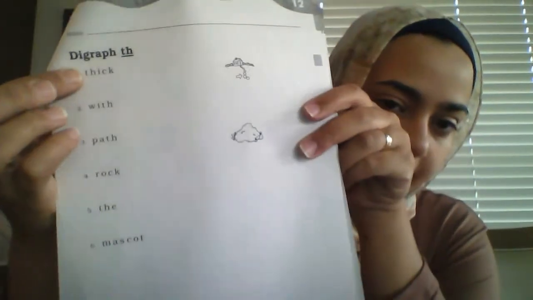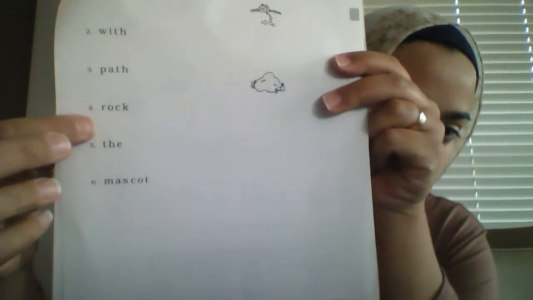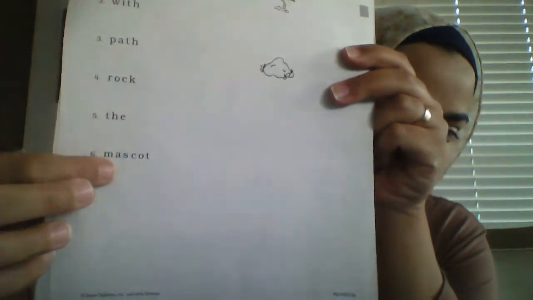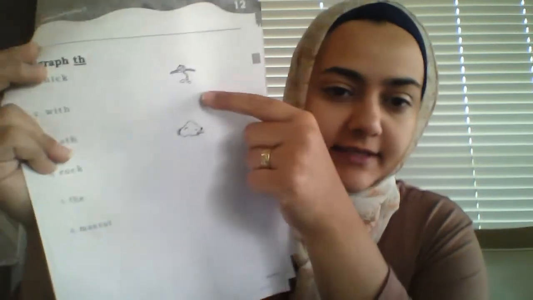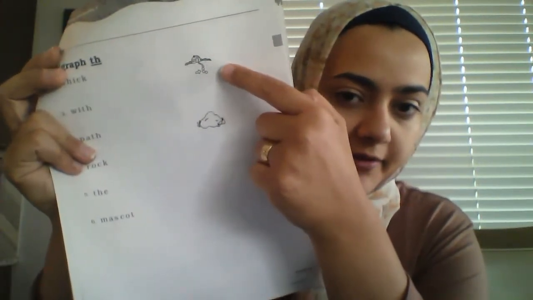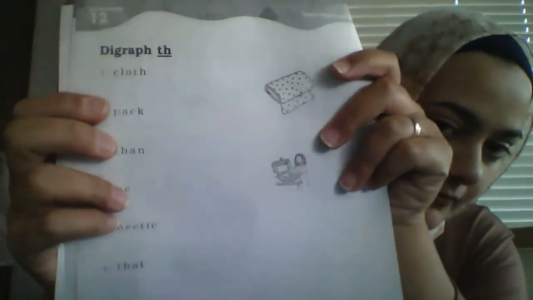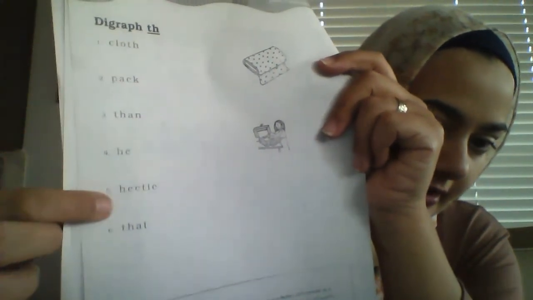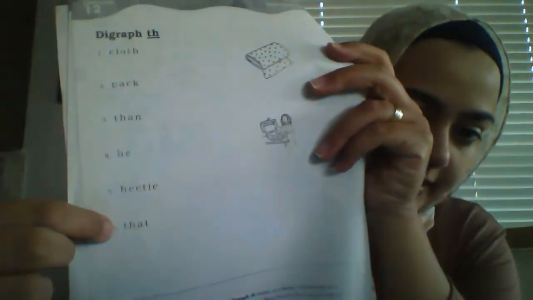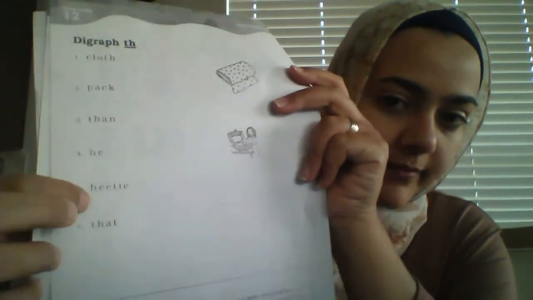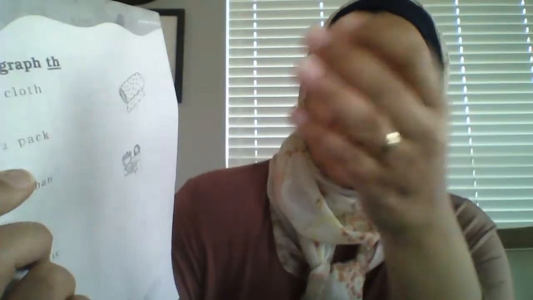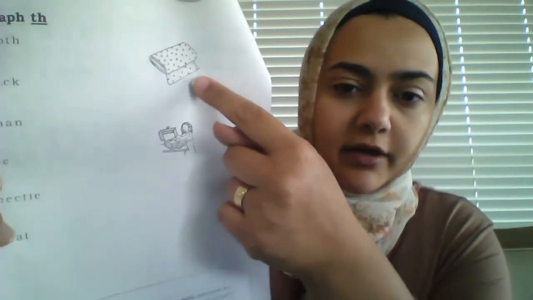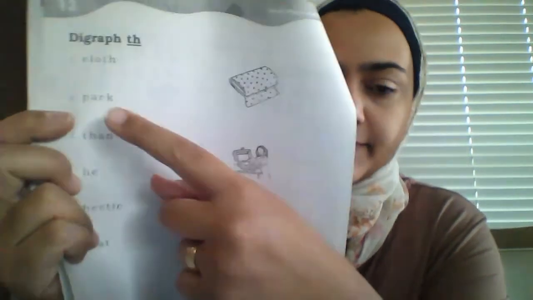We have the words thick, with, path, rock, the, mascot. And then we have a picture. This is a picture of the path. Look at the path they're going. And this is a picture of a rock. Looking at the back, let's read the words: cloth, pack, van, the, hectic, that. Hectic means like crazy. Like, oh my gosh, my morning was hectic. It was crazy. It was filled with a lot of events. Cloth, this is a picture of cloth. And pack, this is a picture of her packing her bag.